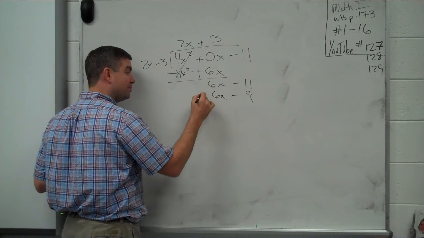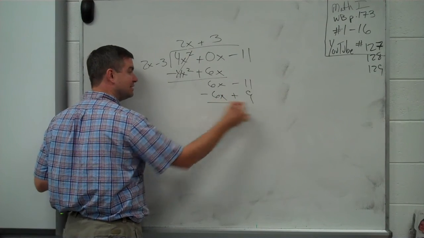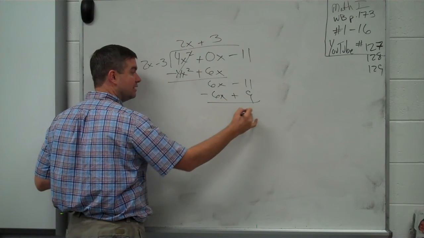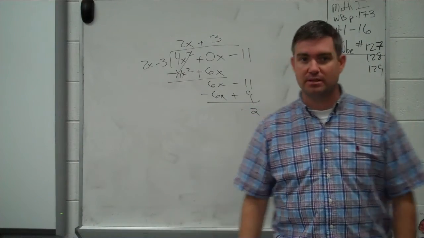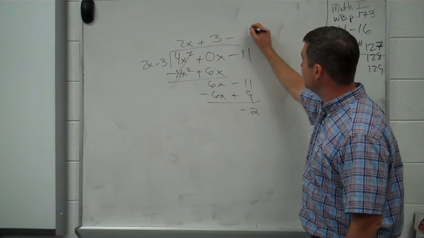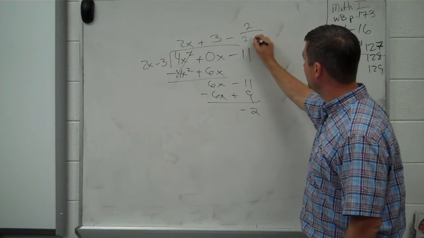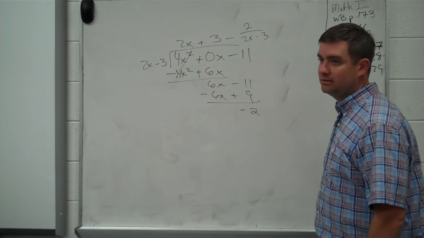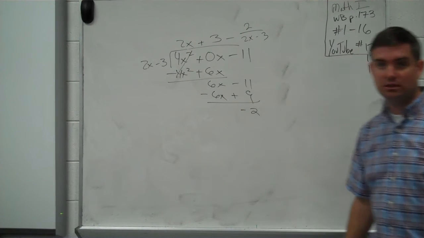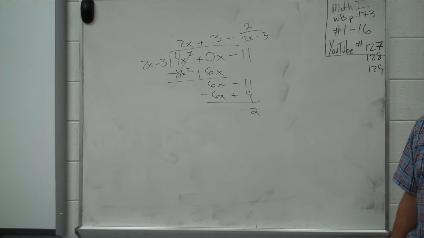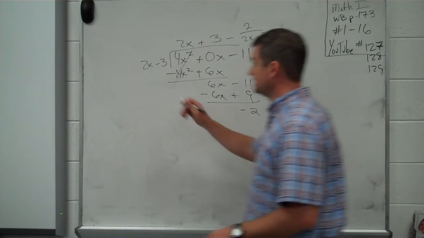Now we make that negative and that positive, and what's my remainder? Negative 2. Now how do I want the remainder written? Negative 2 over 2x minus 3. That's how it needs to be written. Any questions? Do you want me to show you the check step? Would you like to know how to check it when you have a remainder? Okay, let's do the check step.